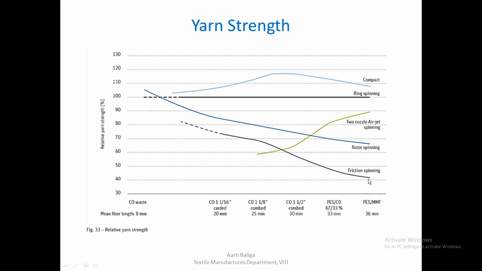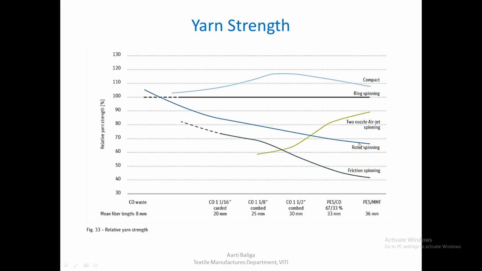So looking at the strength values, the ring spinning is the standard. It is marked at 100, and all other yarns are compared with ring spun yarns for strength. So looking at the first one, that is the compact, the yarn spun by compact spinning. Of course, we know that compact spinning gives us more even yarns because it's a modification over ring spinning, and we see the effect in the properties, that is yarn strength has improved over ring spun yarns.